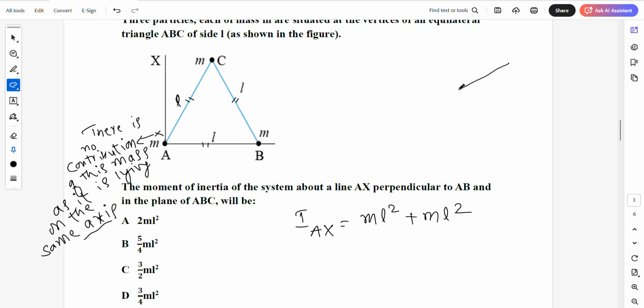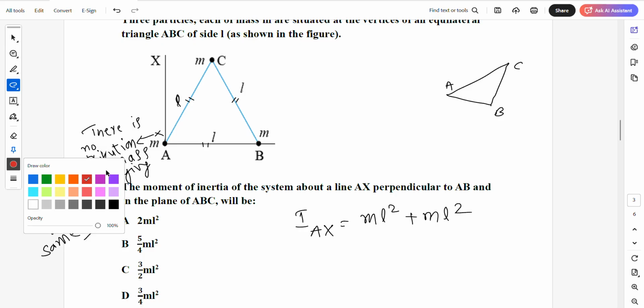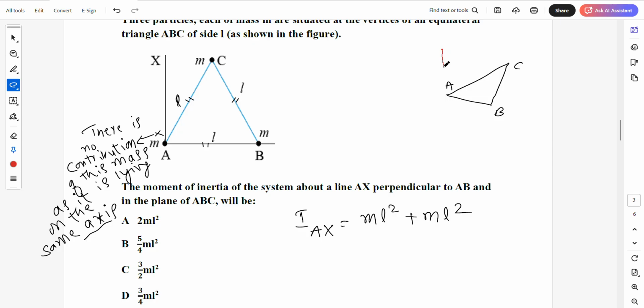I will make you understand very clearly. I can write the horizontal figure for the same thing. Let us assume this is A, this is C, and this is B. Let us say this is in the horizontal plane, and the axis is passing through like this. Here mass m is there, mass m is there. This is lying on the horizontal plane, and this axis is like this.